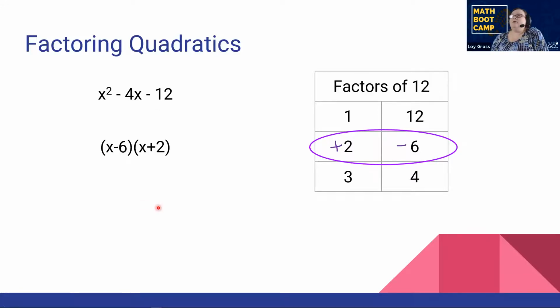And there is my binomial. I've got an x minus 6 from my minus 6 over here and an x plus 2. And if you were to take those two and FOIL them or use the table method or whatever method you use to multiply the polynomials together, you're going to get back the original x squared minus 4x minus 12.